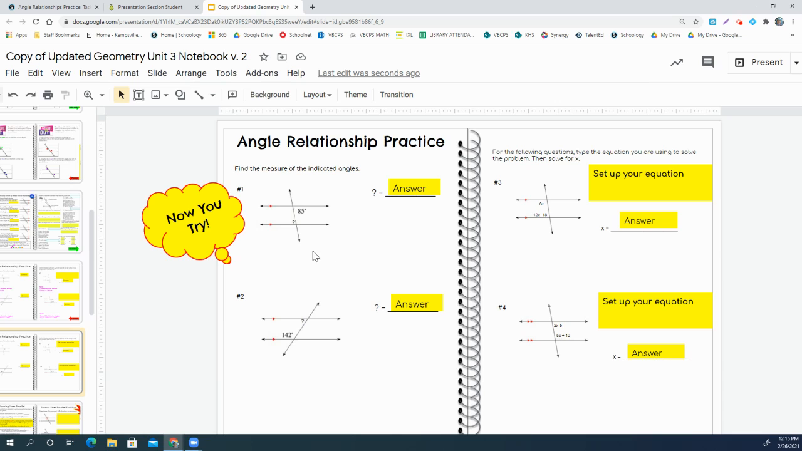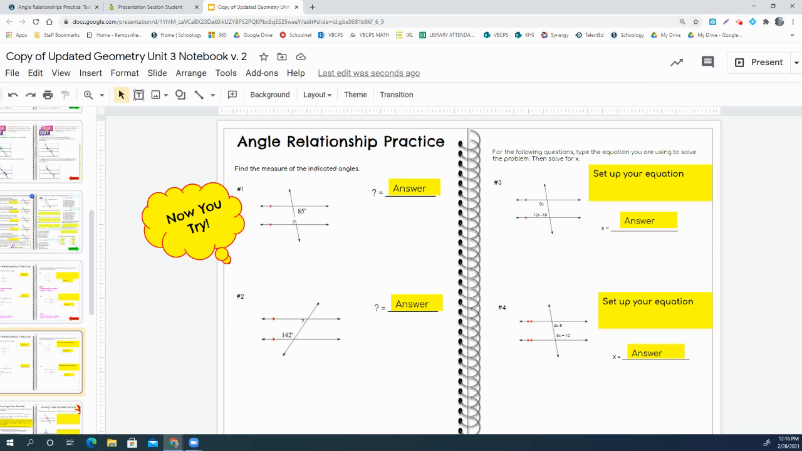So what do we think? Should we talk about them? Okay. So what do we get for number 1? 85. Why is number 1 85? Are they vertical? There's 85 out here, so there's going to be 85 there.